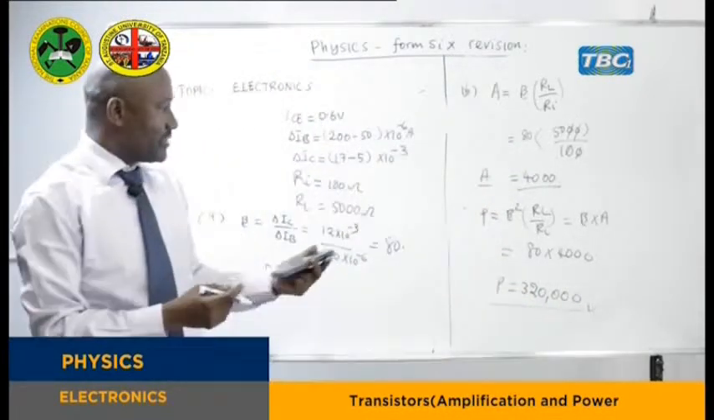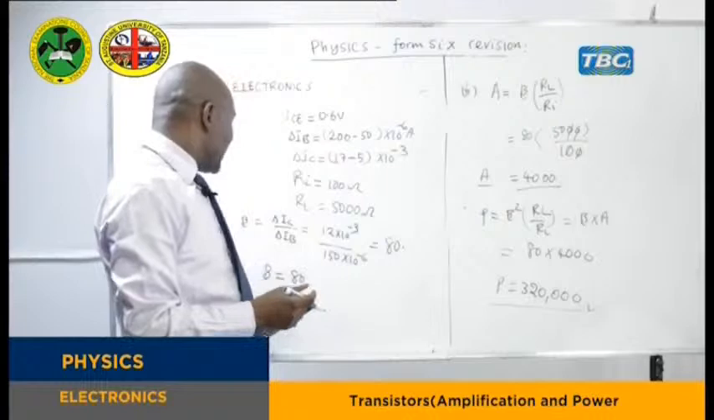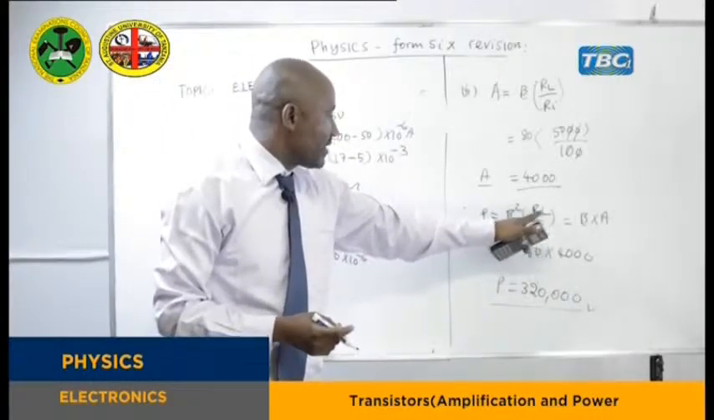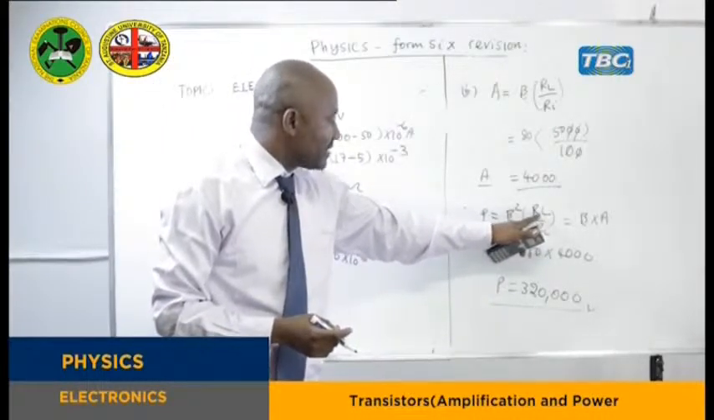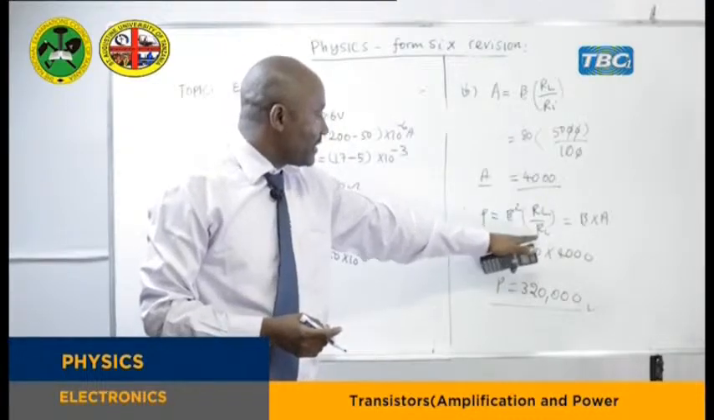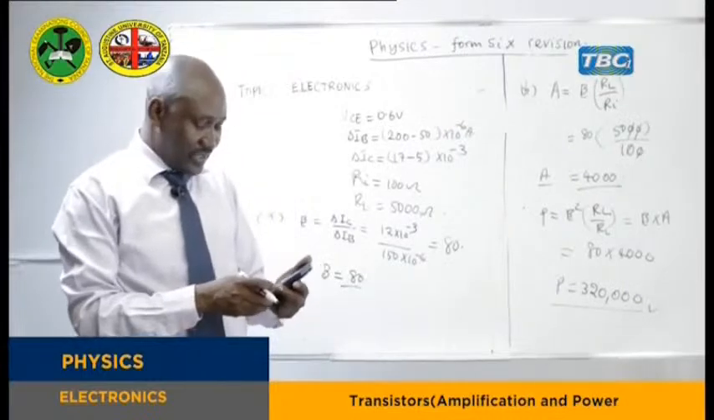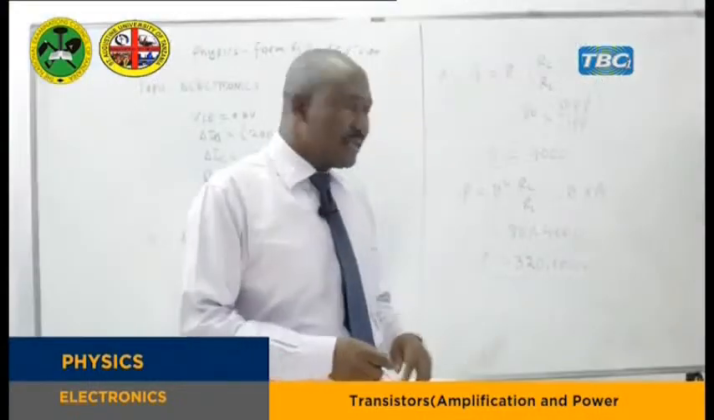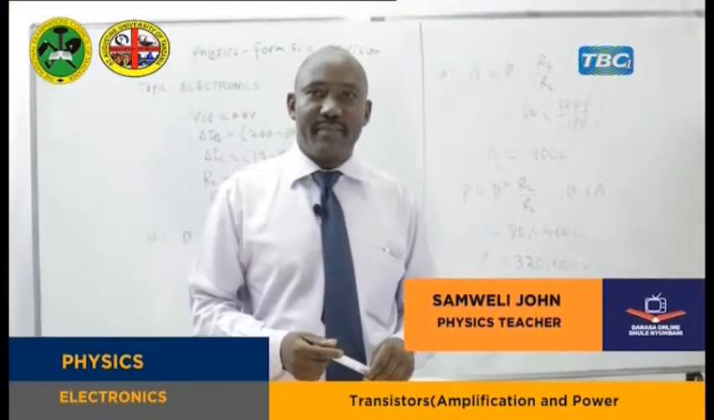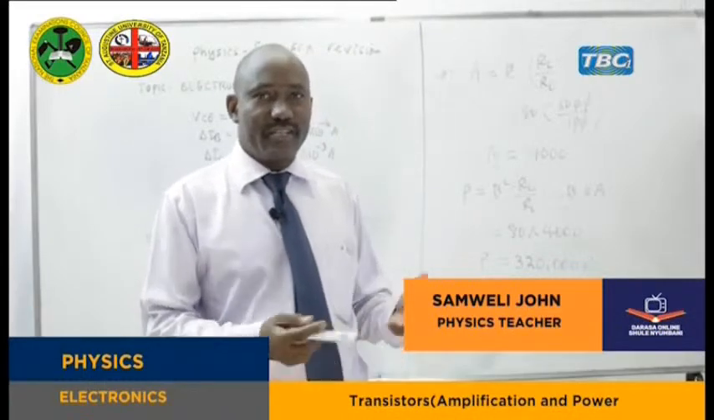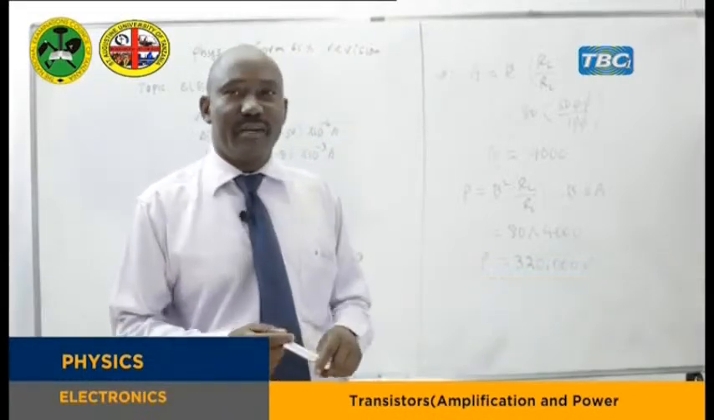You can use the same principle: beta squared, the current gain squared, times the ratio of the output resistance over the input resistance. You get a value which is 320,000 as the power gain. And this marks the end of our first part of electronics. So stay tuned for the second part of this topic. You'll be coming live here. Goodbye.